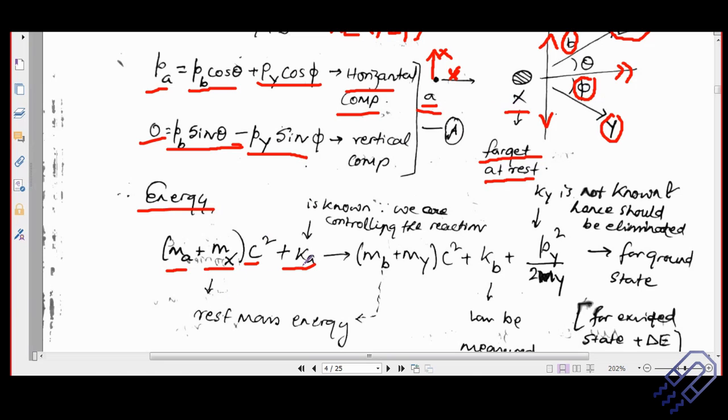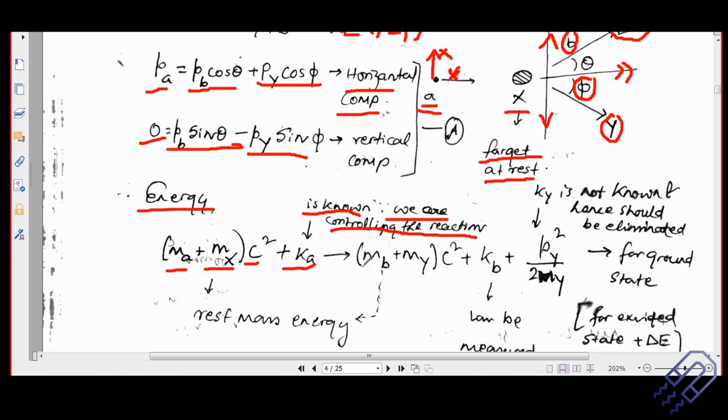So this is something which is there. And you know, this kinetic energy is known. Why? Because we are controlling the reaction. We know how much electric field or magnetic field we are providing to the charged particle, based on which we can actually say how much energy this incoming particle has. So this kinetic energy is known to us. What happens after collision?